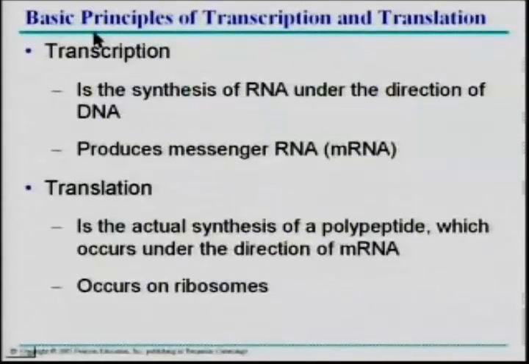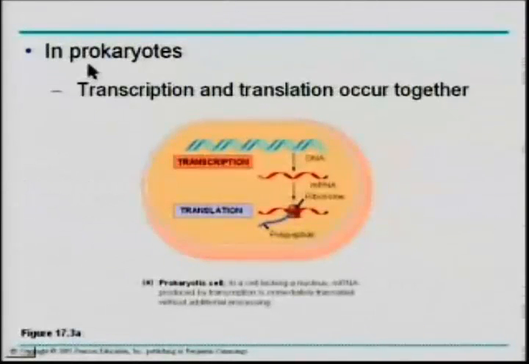Basic principles of transcription and translation are shown on this slide. Transcription is the synthesis of RNA under the direction of DNA, and it produces the messenger RNA, or mRNA. Translation is the actual synthesis of a polypeptide which occurs under the direction of the mRNA, and it occurs on ribosomes. In prokaryotes, transcription and translation occur together.